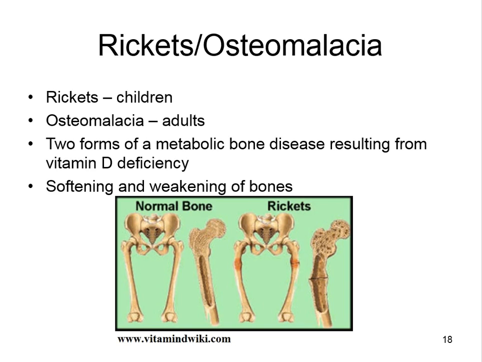Rickets and osteomalacia. It's rickets in children and osteomalacia in adults. They're two forms of a metabolic bone disease resulting from vitamin D deficiency. Both cause softening and weakening of bones because of defective or inadequate bone mineralization. Vitamin D regulates calcium absorption in the body. It also controls levels of calcium and phosphate in the bone. Vitamin D is absorbed in the intestines from food. Vitamin D is also produced by the skin during sun exposure to UVB rays and sunlight. Okay, so malacia is softening.